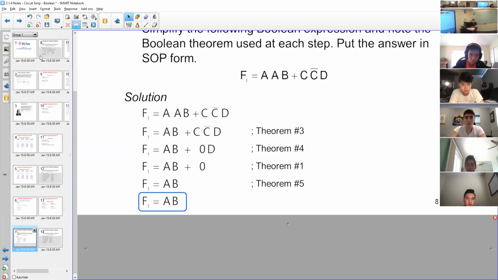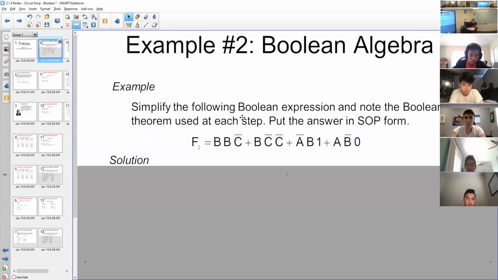All right, let's try another one. Okay, here we've got four min-terms in our expression. We've got B B not C, B not C not C, not A B 1, and A not B 0. So again, we probably would never see an expression like this, but they're just trying to help you process the problem, process the theorems. Now, the order doesn't matter.